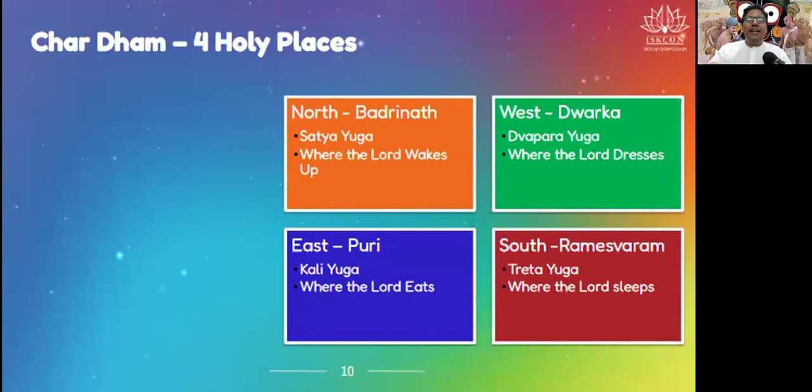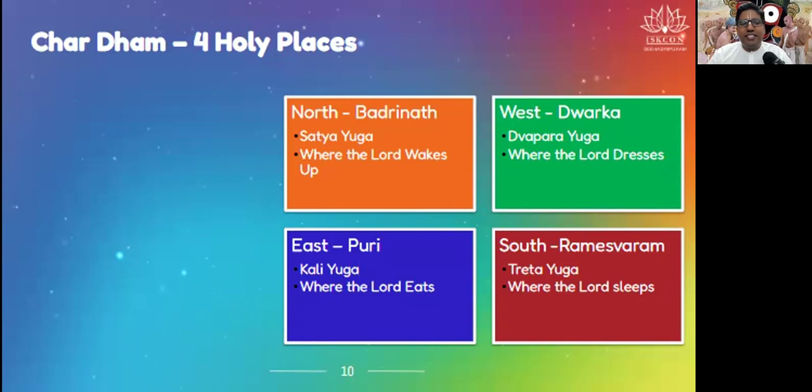So we all know that there are 4 places which are very significant for Hindus. In our dharma, it is said that you have to visit 4 dhams. It is the Badrinath, and then we have Dwarka, and then we have Rameshwaram, and then we have Jagannath Puri. So on the north we have Badrinath, where Lord Badrinath is there, Satya Yuga. So it is recommended for the Satya Yuga. It is said that the Lord wakes up in Badrinath.